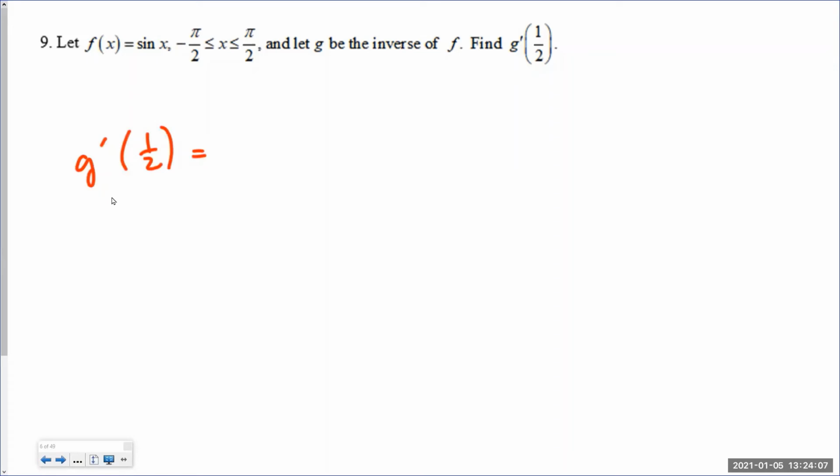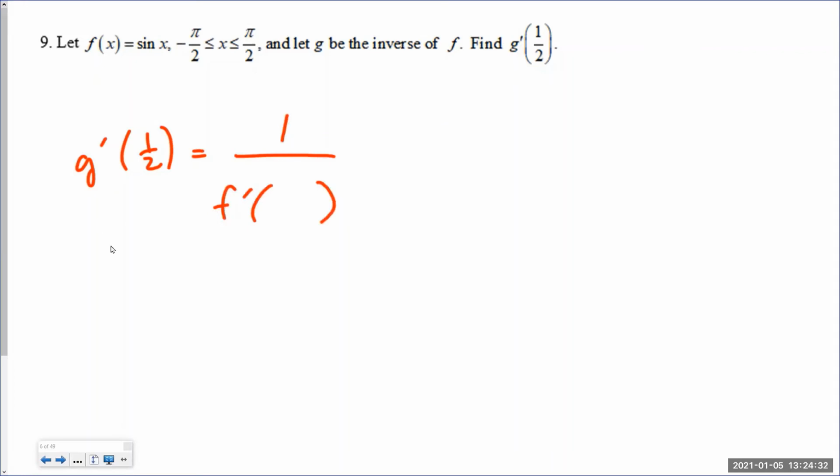Okay. G prime of 1/2. Okay, that's what we're trying to find. F and G are inverses. Yes, they are. Okay, so this is a derivative of the inverse problem. Okay, go ahead, set it up. What's your answer going to be? If this is what you're trying to find, you copy it, and then what's your answer going to be? 1 over what? F prime. Okay. All right, so all you do is you write what you're trying to find, and then write the equation.